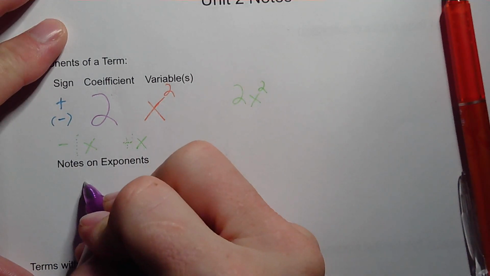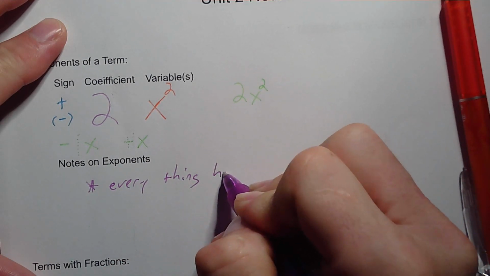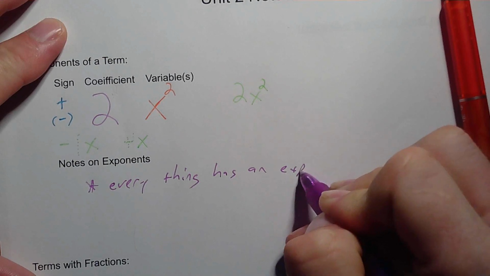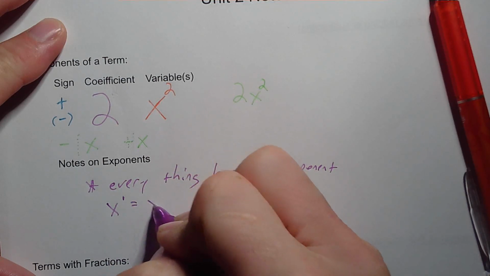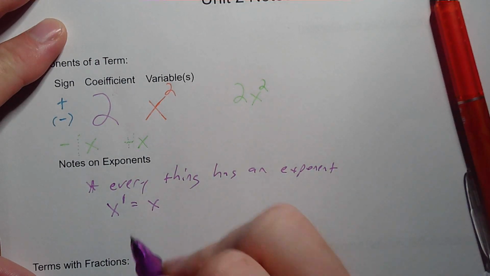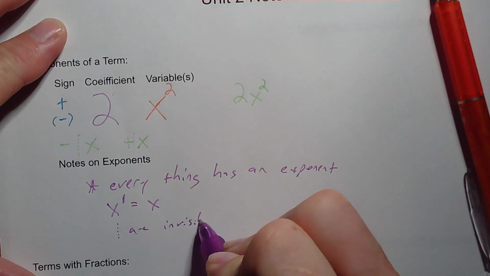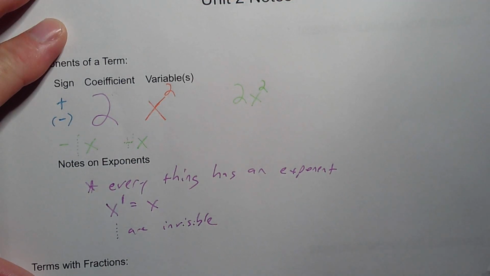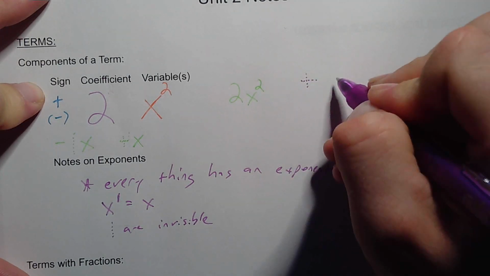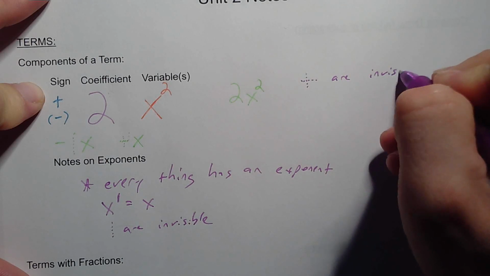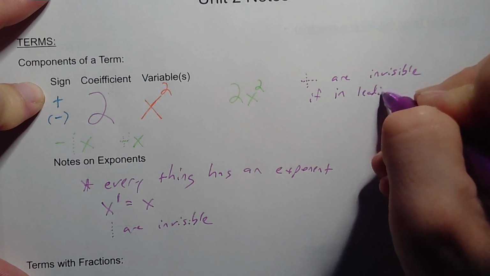So remember, everything has an exponent. Anything raised to the first is itself, right? 1s are invisible. Okay, and then the notes on here, positives are invisible for your signs if in the leading term.